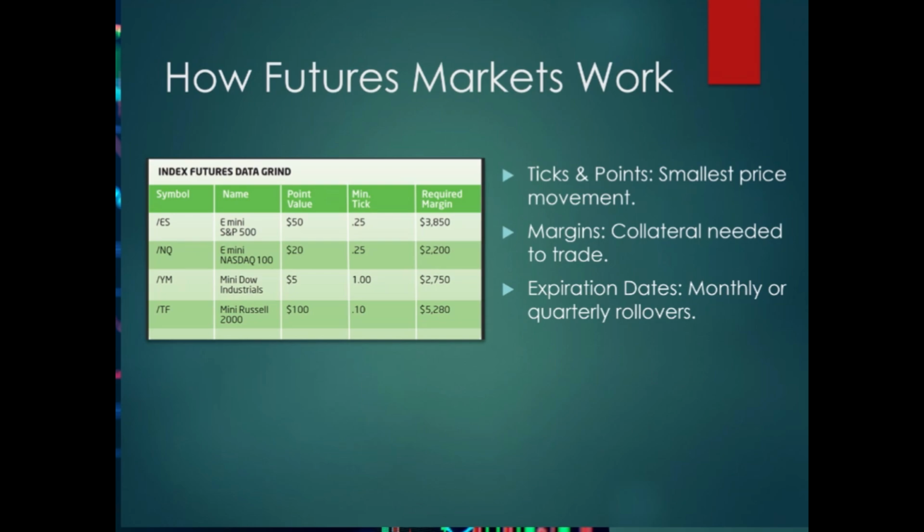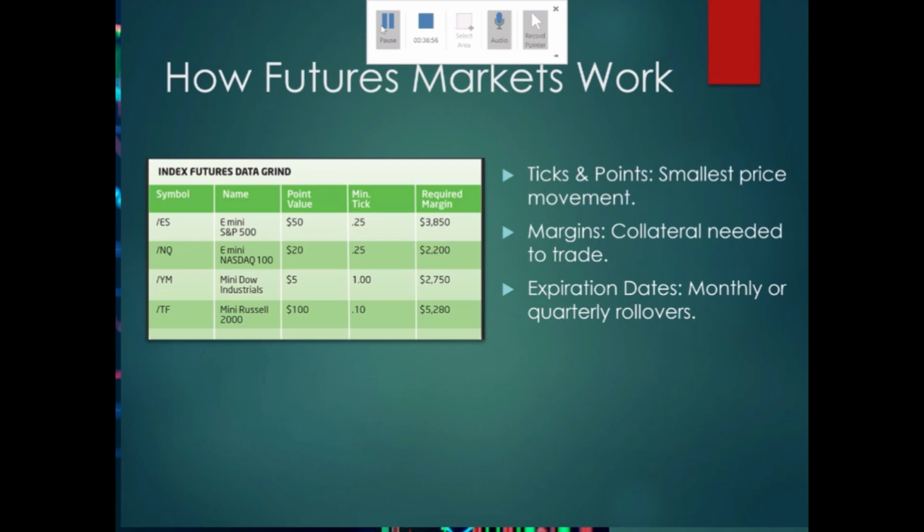The point value is what each point is worth, right? Think of it like dollars per level of movement. For example, if the ES, the S&P 500, moves from 4,200 to 4,201, that's 1 point. And 1 point in the ES is worth $50. So a 10-point move is equal to $500 profit. Each futures contract has its own point value, so always check this before trading.